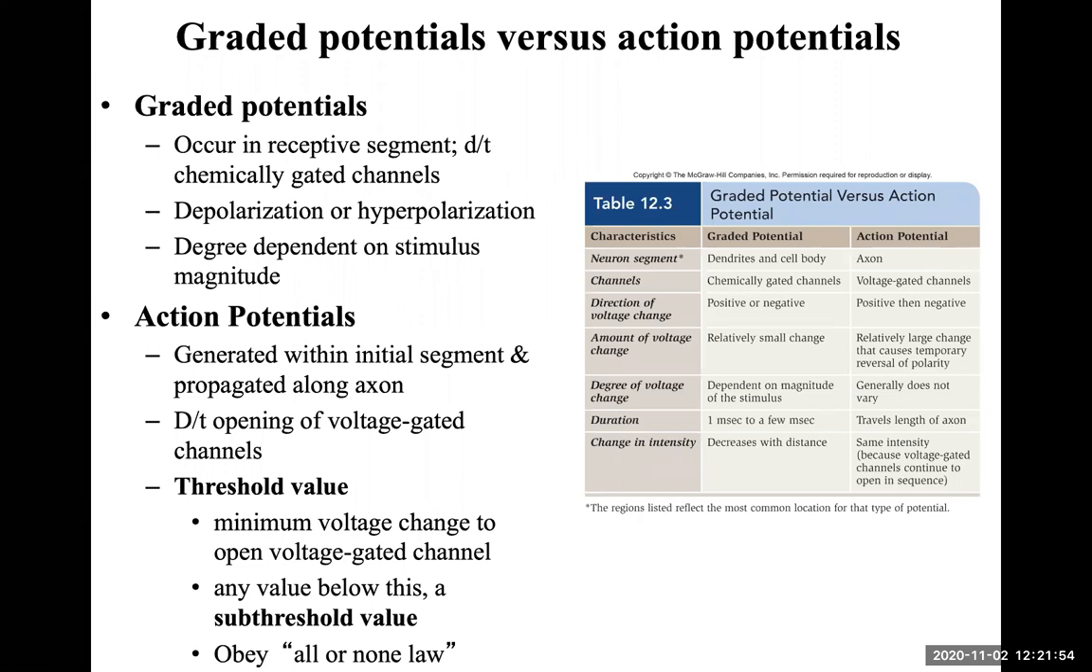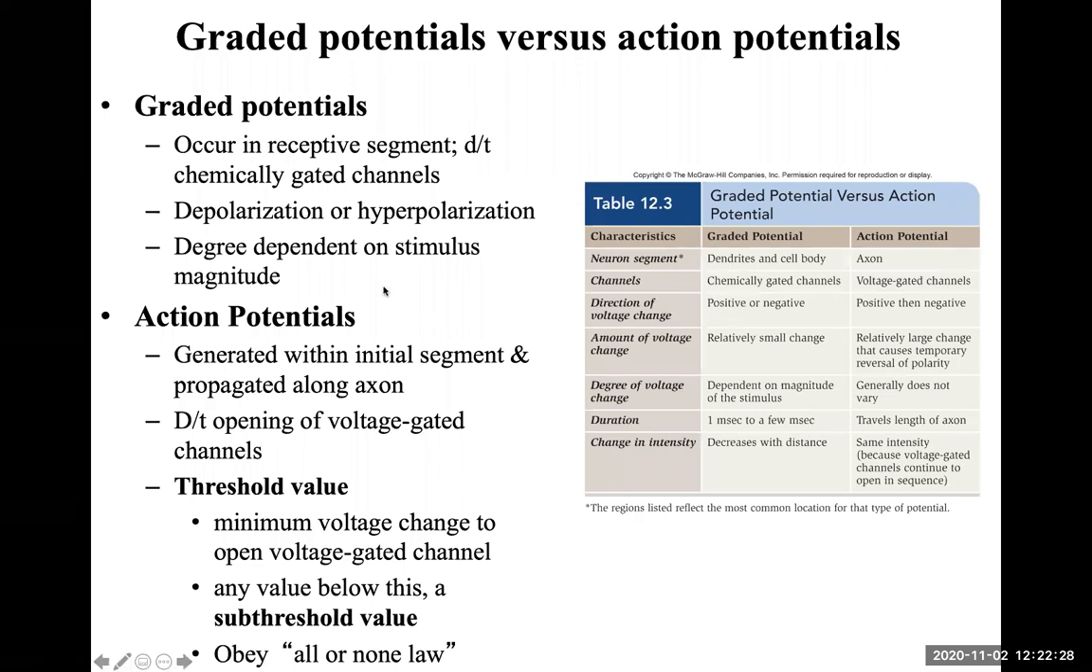With regard to neurotransmitters and whether they cause hyperpolarization or depolarization, that is totally dependent on the effect that the neurotransmitter has on that specific receptor. That's not something that you need to know, but you do need to understand the concept of graded potentials when it comes to either causing depolarization or hyperpolarization.